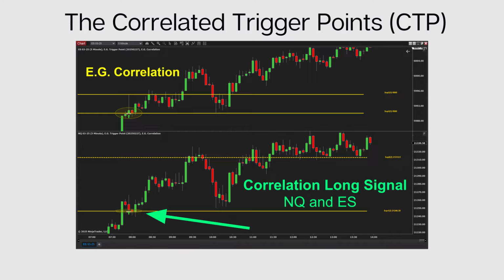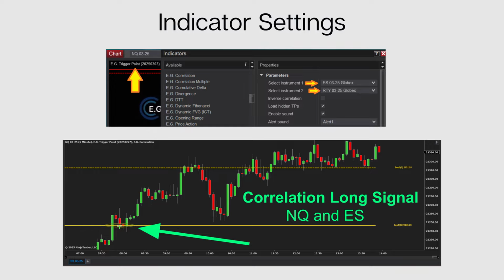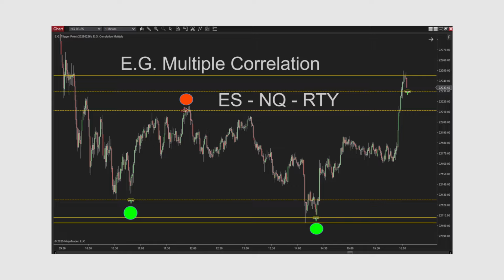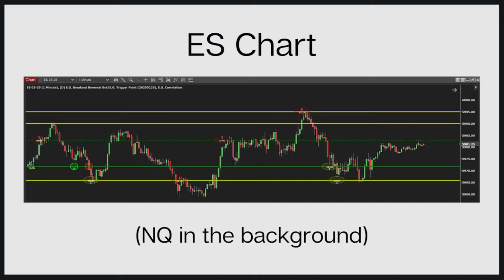I mean, they reach the support level at the same time. And if we look at the indicator settings, there are zero settings except for the instruments. You need to provide them so it can analyze and produce signals and rings on your chart. And of course, there's a generalization where the indicator can analyze 3 instruments at a time, like ES, NQ, and RTY. If we can increase the probability of success and maybe get stronger signals, why not add another instrument and its trigger points? Okay, everything is done automatically.